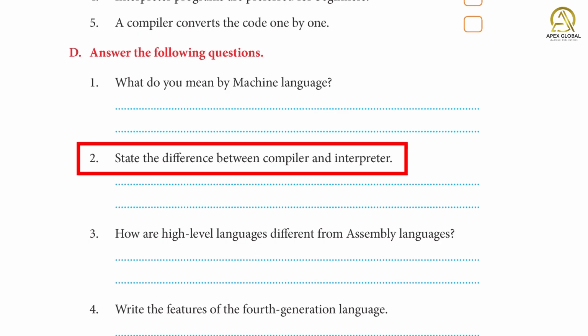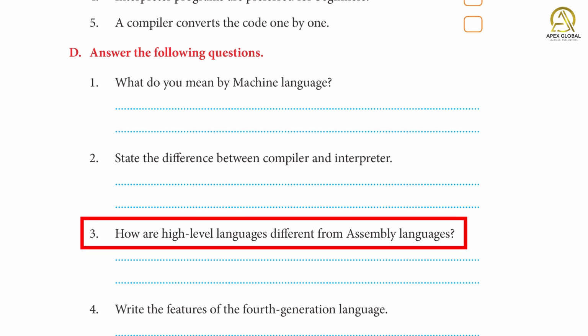2. State the difference between compiler and interpreter. Answer: Compiler. A compiler converts the programming code written in a high level language into machine language. Interpreter. An interpreter translates line by line, carries out the instruction and then repeats the procedure for the remaining instructions. 3. How are high-level languages different from assembly languages? Answer: High-level language: user-friendly, machine-independent. Assembly language: symbols or mnemonic codes are used in place of 0 and 1, machine-dependent.